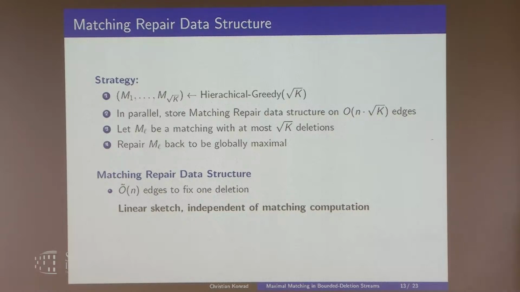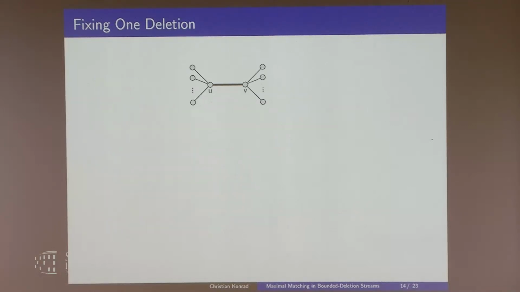Oh, I mean, you could run algorithm A1 and compute the hierarchical matching, and algorithm A2 to compute this, and they have nothing to do with each other in that sense. Yeah. Good. So repeat this root k times to fix all deletions. Okay, so let's focus just on the subproblem of fixing a single deletion.